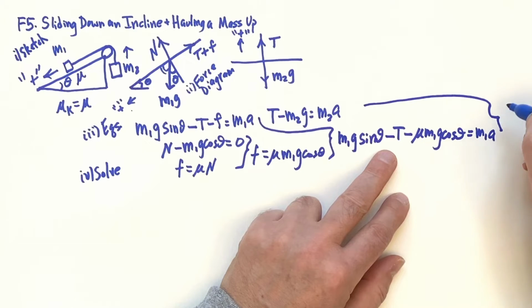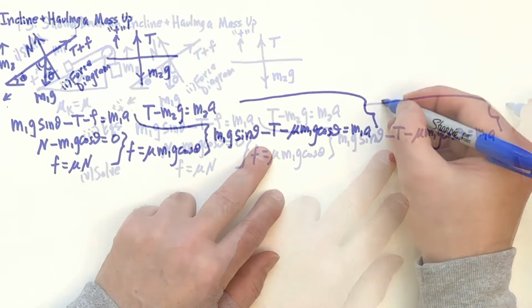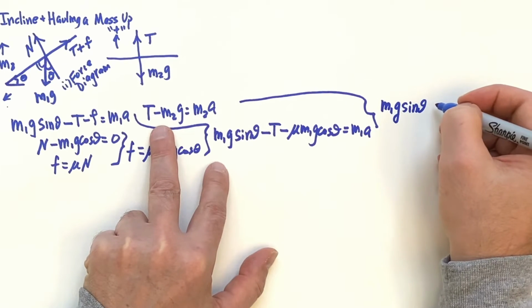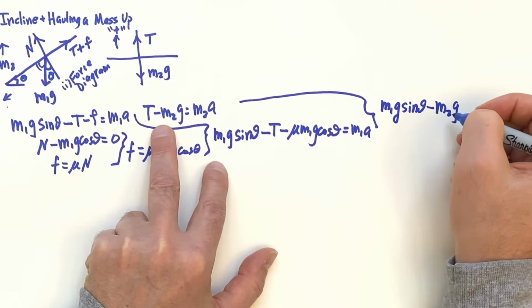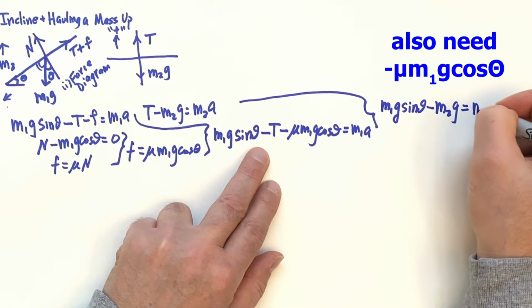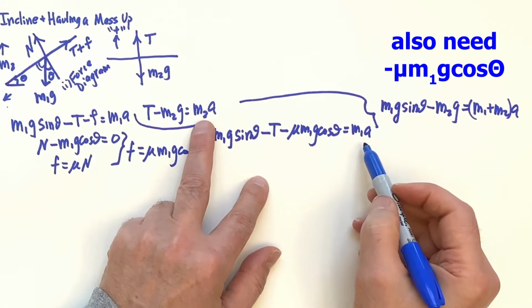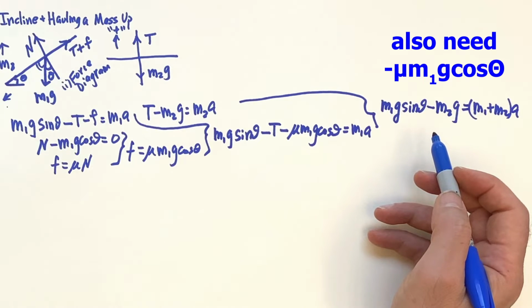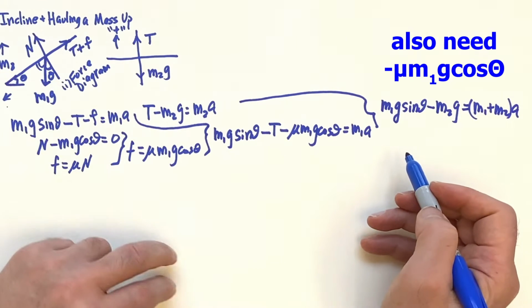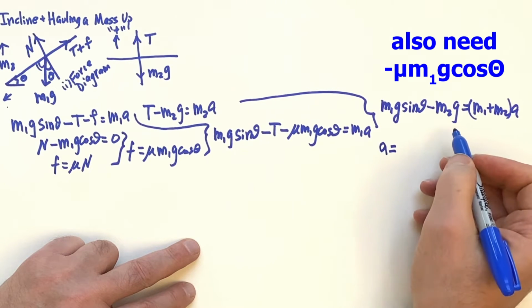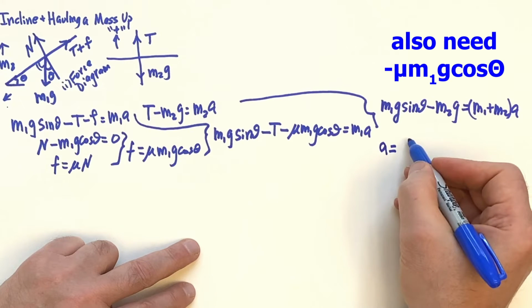And then I like to go to this equation, which has the T in the opposite fashion, and add the equations together. So if we do that, we'll have M1G sine of theta minus M2G, the T's cancel, and that's going to be equal to the sum of the masses on the right-hand side times A, because we're adding M1 plus M2, each are hitting the A. Basically finished here, because now we just simply divide by the sum of the masses, and we have it.